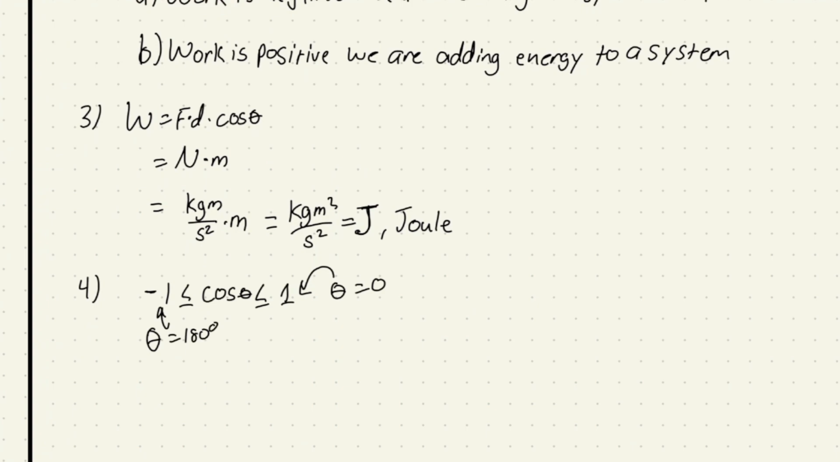So if I think about it, I could say something like: if the angle theta between the force and the displacement vector is between negative 90 degrees and positive 90 degrees, but not equal to either of those, then the work will be positive.